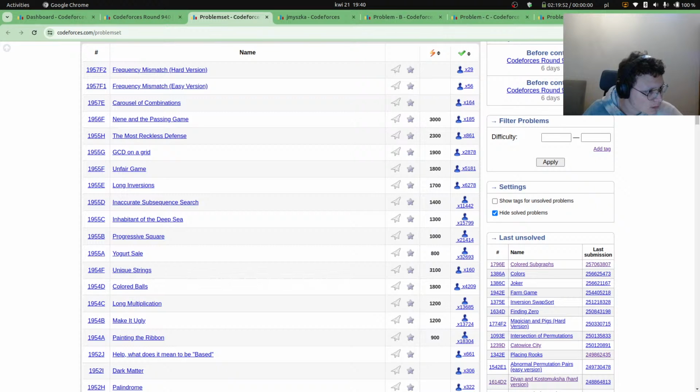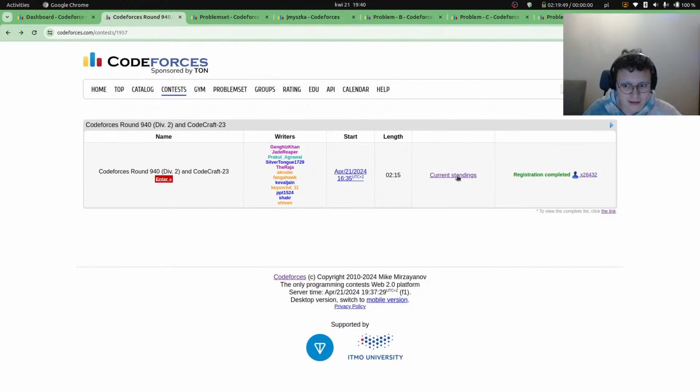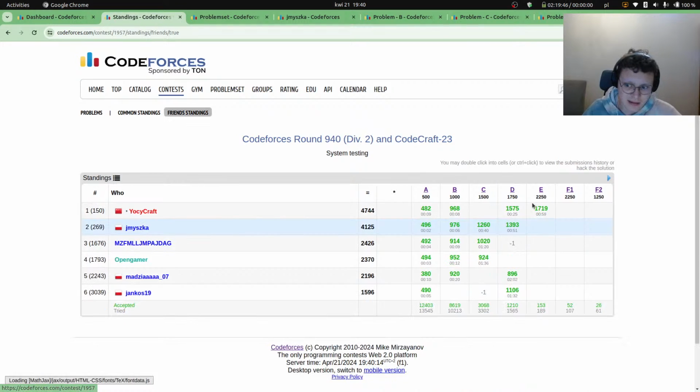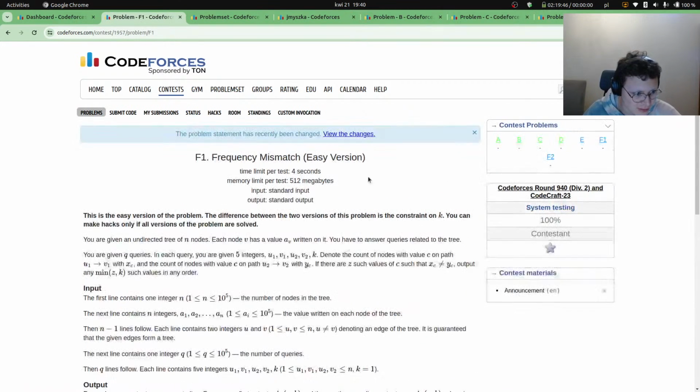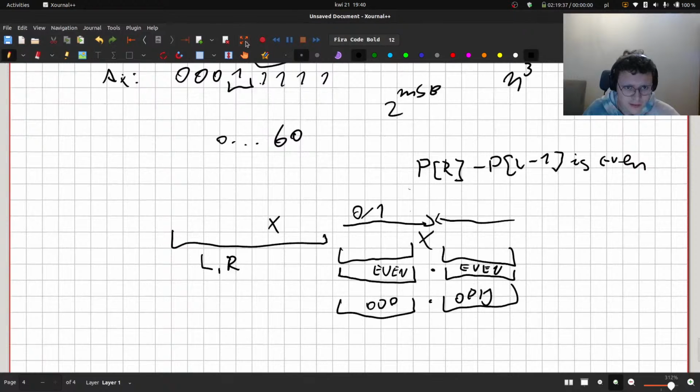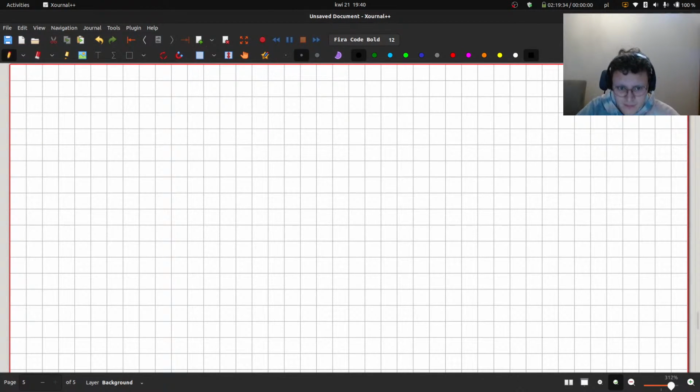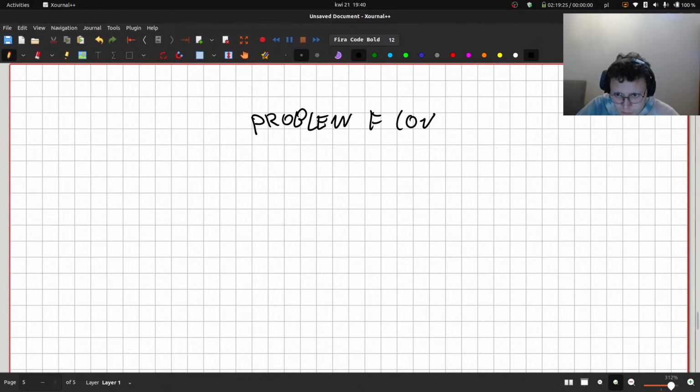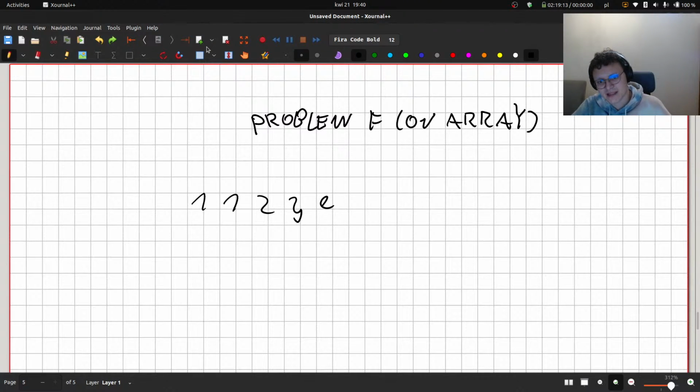Oh, someone asks for the F solution. Well, I haven't solved F. As a bonus, if someone wants to, I can show how to solve F on array, maybe. So basically, to solve problem F on array, we have problem F1 on array.